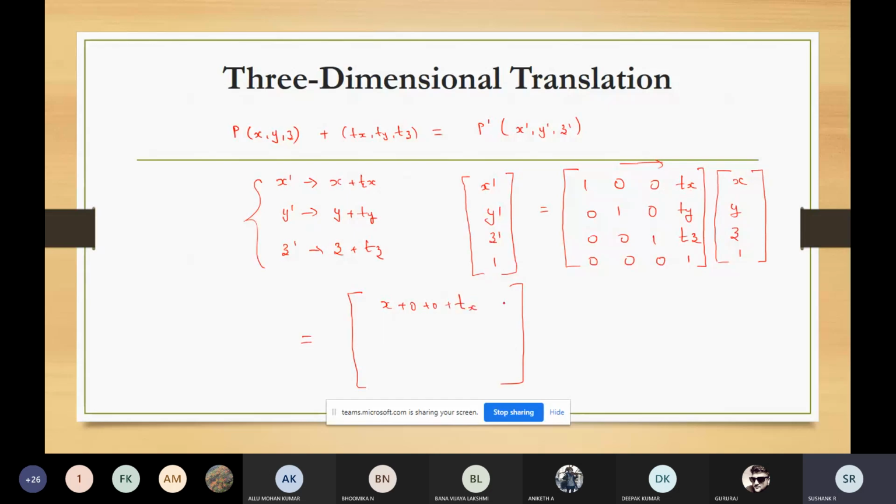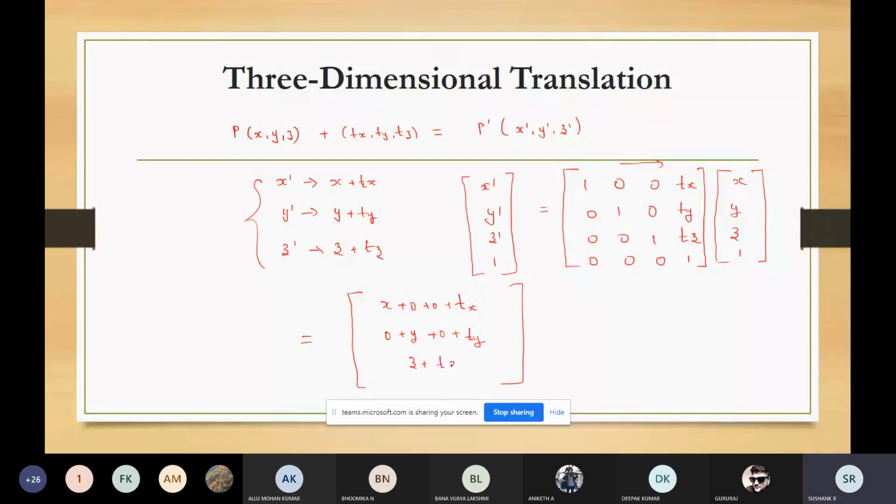So this is the first row. For the second row, 0 into x will be 0, plus 1 into y, plus 0 into z will be 0, plus ty into 1 will be ty. Similarly, for the third one, 0 into x, 0 into y, 1 into z will be z, and tz into 1 will be tz.